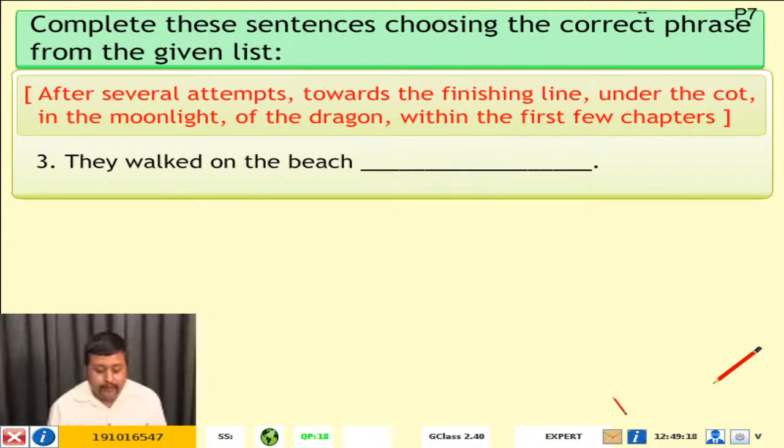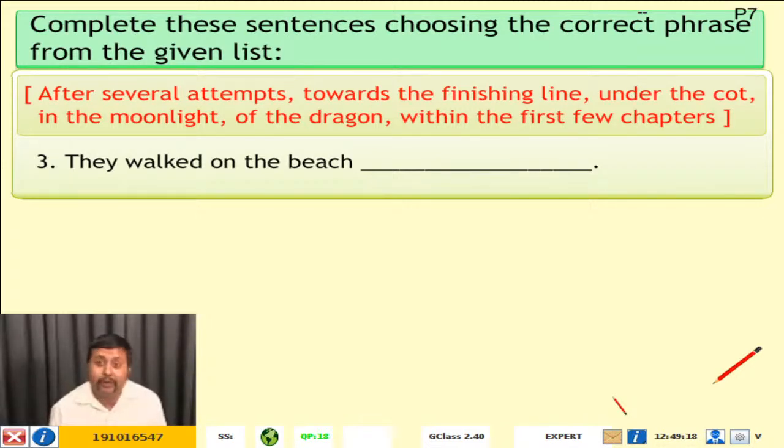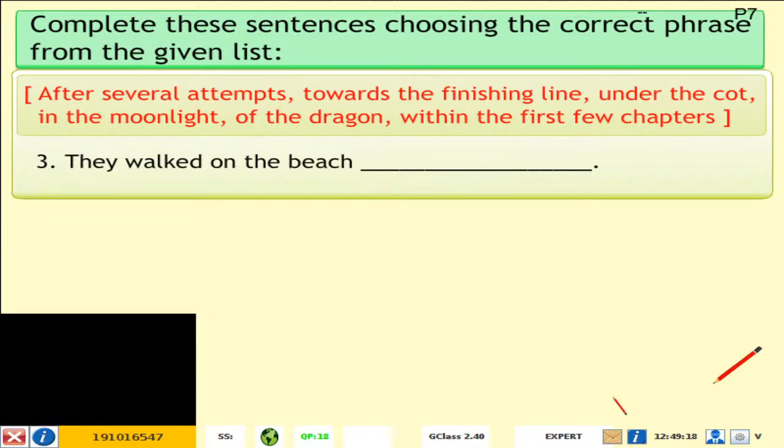They walked on the beach dash. They walked on the beach dash. When did they walk on the beach? We need to have the time, right? Or a situation, right? So where can it be? Very good. In the moonlight. They walked on the beach in the moonlight.